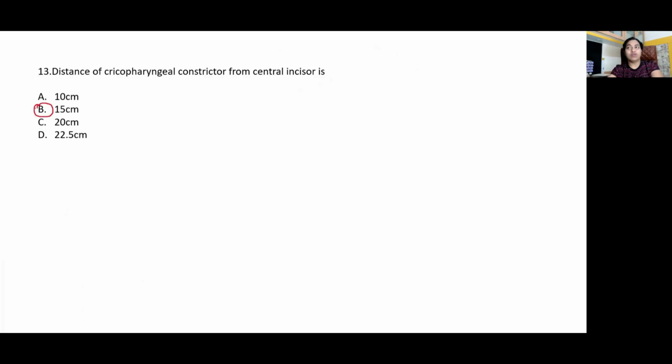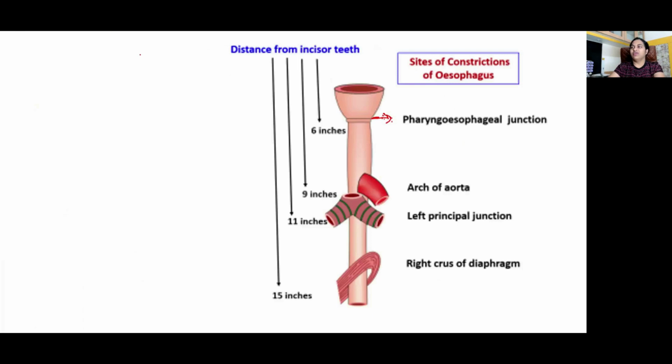So what are the sites of constriction of the esophagus? The first one is at its beginning, the pharyngoesophageal junction, vertebral level C6. Next, where it's crossed by the arch of the aorta, T4. The third where it's crossed by the left bronchus, T6. And the last where it passes through the esophageal opening of the diaphragm, T10. So the distance of these constrictions from the incisor teeth: the first one is 6 inches, then 9 inches, 11, and 15 inches.